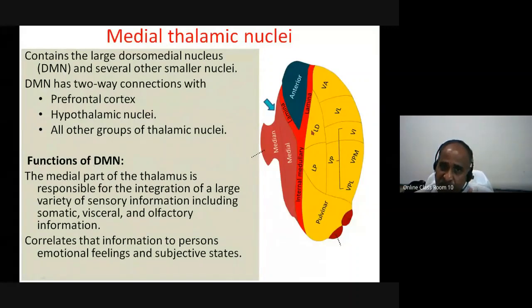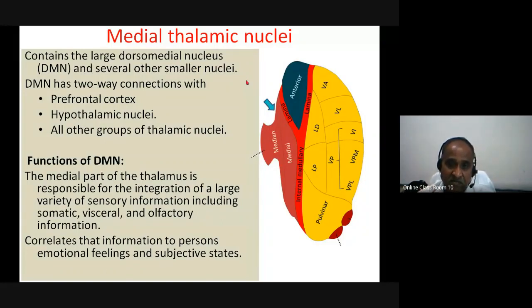What are the functions of this dorsomedian nucleus? It is concerned with the prefrontal cortex and hypothalamic nucleus, and to an extent it is also connected with the olfactory system and other areas of the limbic system. The medial part of the thalamus is responsible for integration of a large variety of sensory information, including somatic, visceral, and olfactory information together. It tries to give meaning to that information, and correlates it, producing emotional feelings and subjective states.